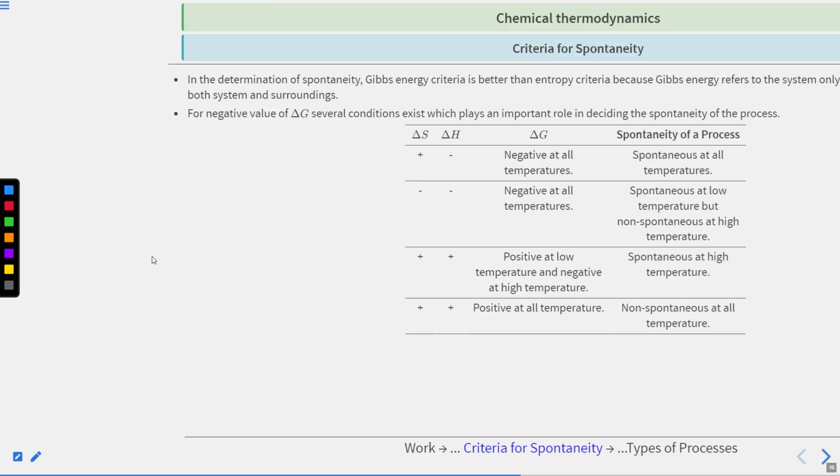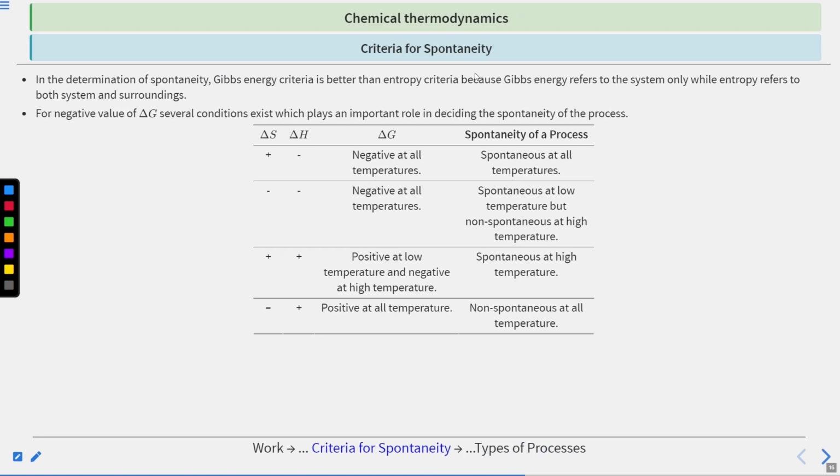Okay. So criteria for spontaneity. In the determination of spontaneity, the Gibbs energy criterion is better than the entropy criterion because Gibbs energy refers to the system only, while entropy refers to both system and surroundings. That's why, in the determination of spontaneity, the Gibbs energy criterion is better than entropy. For a negative value of delta G, several conditions exist which play an important role in deciding the spontaneity of the process.